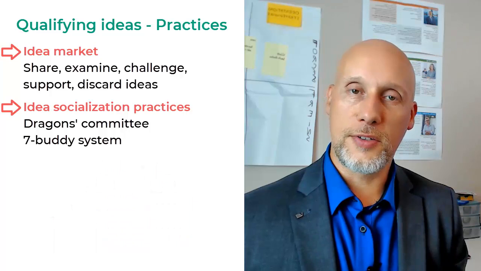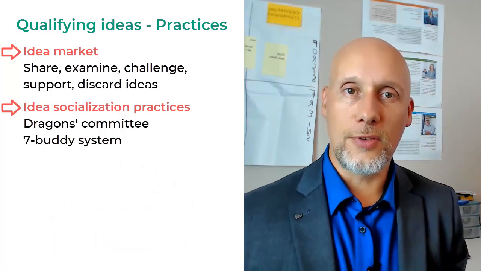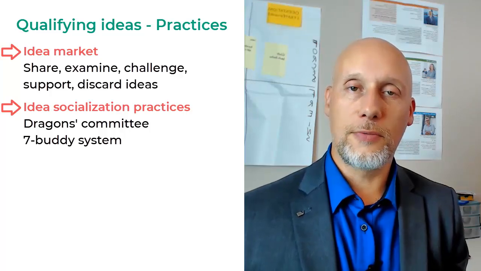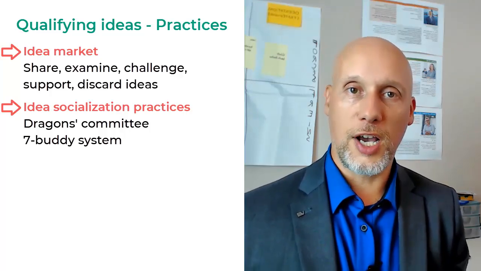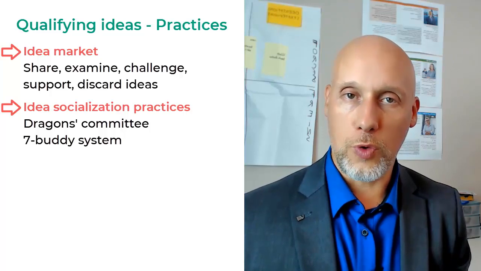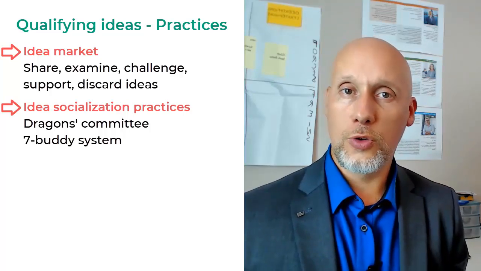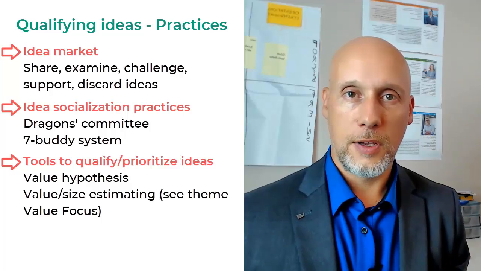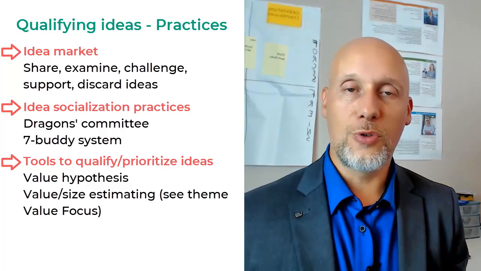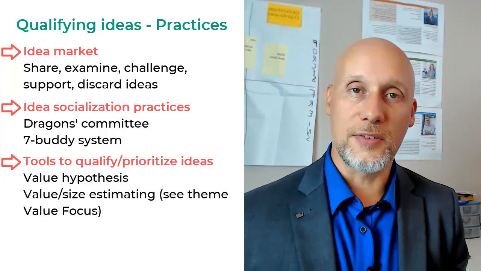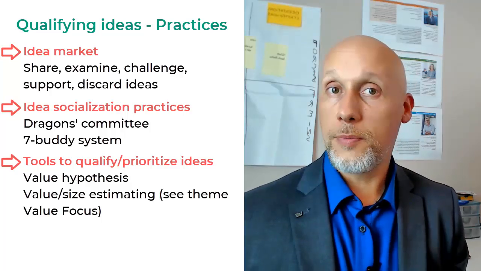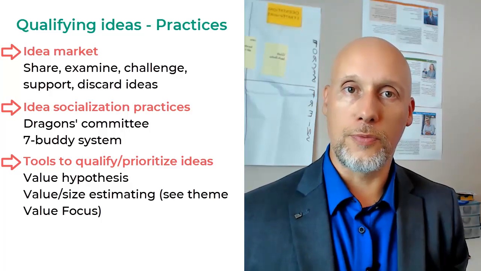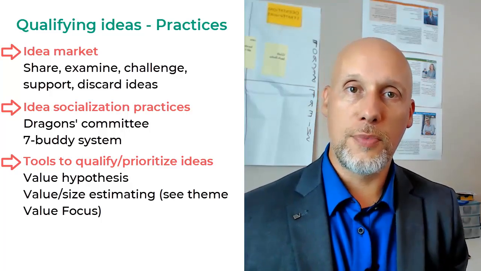Another typical practice is Google's famous 7-buddy system. Each idea requires finding 7 people interested to vouch for the idea. It's one of the criteria for qualification. There are also practices that are more like tools. For example, the value hypothesis. We have to express the value the idea will deliver in just one sentence. Or simply estimating the value and size in order to prioritize ideas within the idea portfolio, which brings us back to our theme value focus.